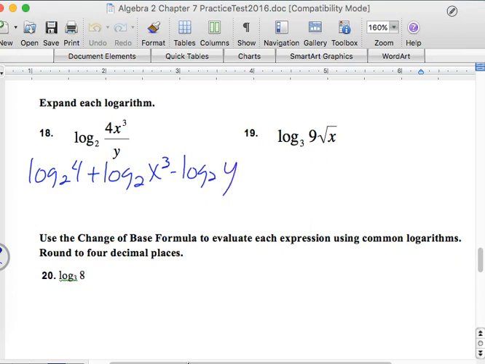So that 3 has to come down in front of just that term, because it was only the x term that was going to be to the 3rd power.